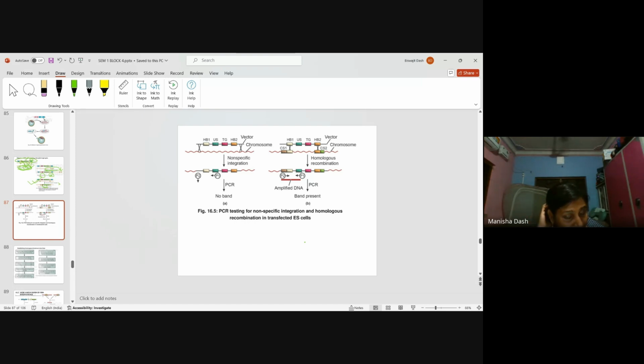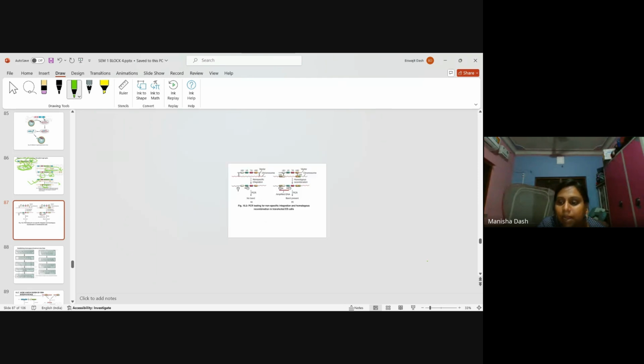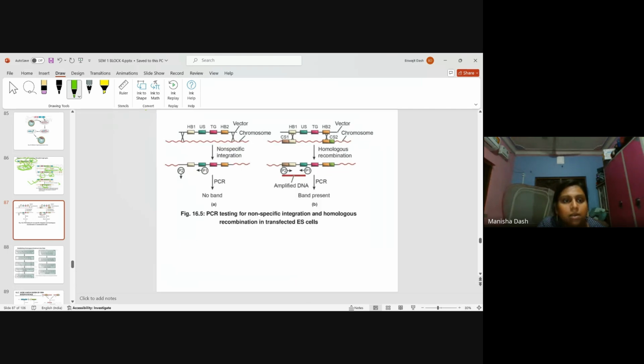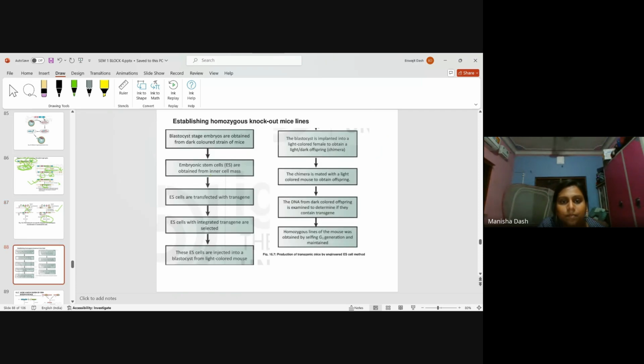There are also other methods, like the PCR method, where non-specific integration and homologous recombination can be identified. If you get a PCR band, that means the homologous recombination has taken place and the gene has been inserted exactly at the location you wanted. If you don't get any band, this is a non-specific integration. So you don't want this kind of integration.